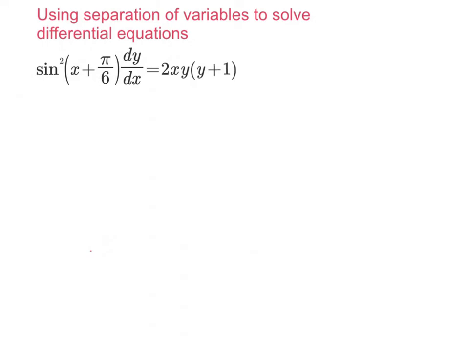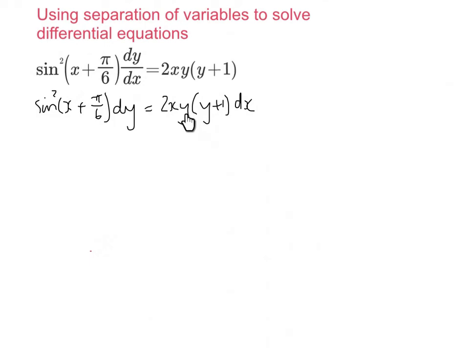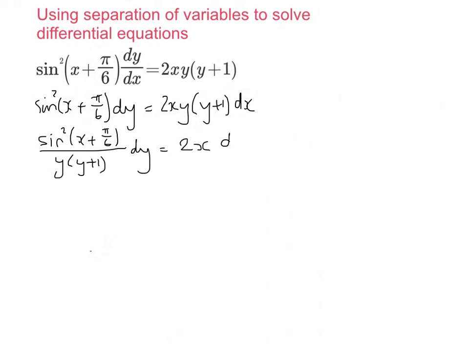Last one, isn't it lovely? Let's just start in the usual way. Let's multiply both sides by dx. And then check both sides to see if anything needs to multiply or divide over. Okay, right hand side, we've definitely got problems here. We've got two terms, y and y plus 1. Let's put them on the left hand side. Sine squared of (x plus pi by 6) divided by y(y plus 1) dy is equal to 2x dx.